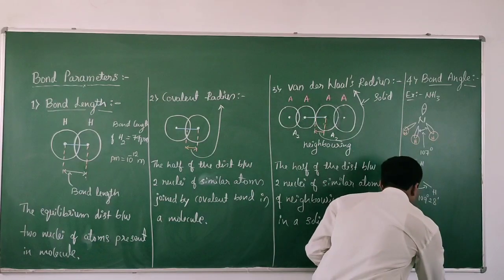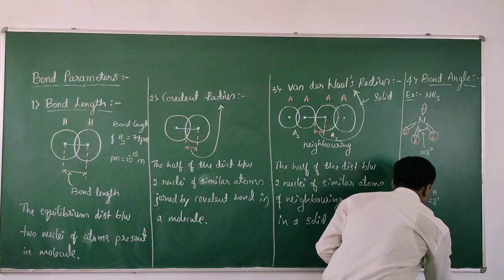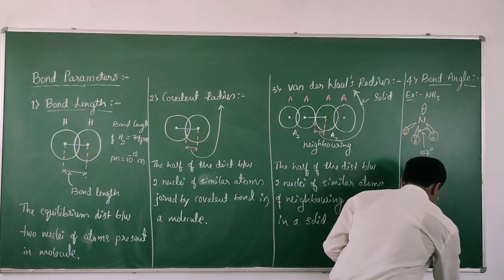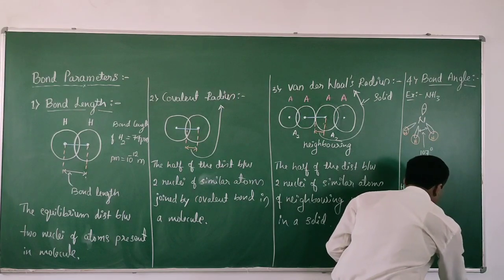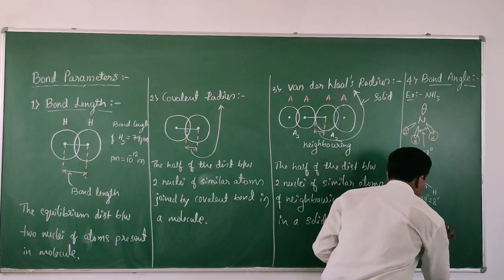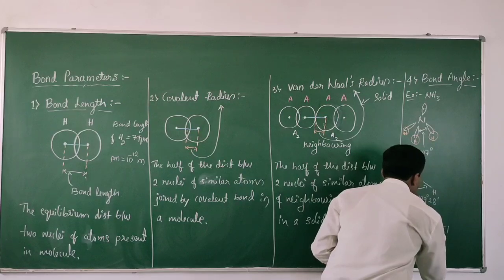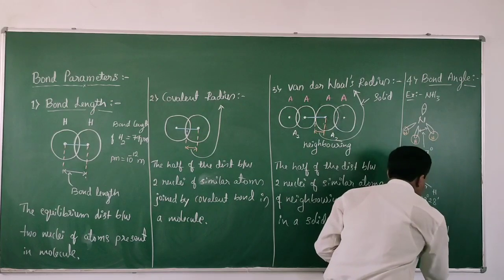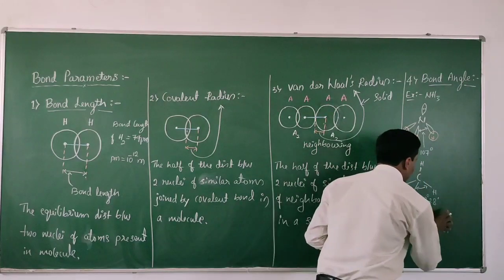Okay, in beryllium chloride, what is the bond angle? Straight angle, 180 degrees. The bond angle is 180 degrees.